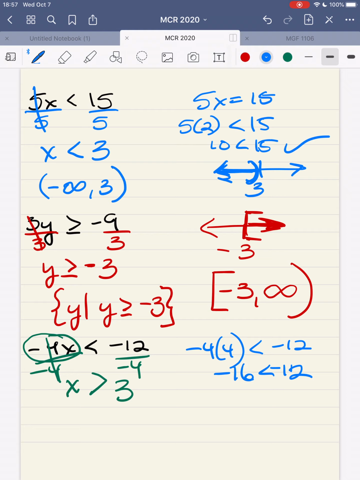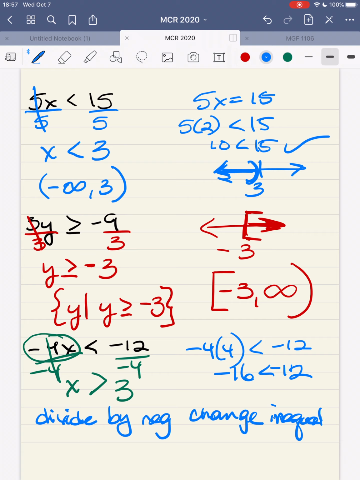So we want to make sure when we divide by a negative, and this also applies to multiplication, we have to do the opposite inequality. So we have to change the inequality. And if you're unsure if your answer is correct, go ahead and check it in, put it in your equation, see if it works out.